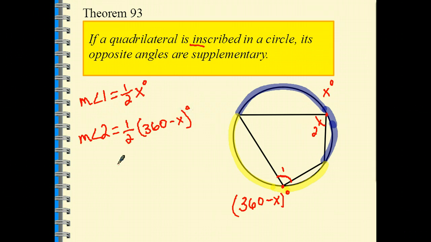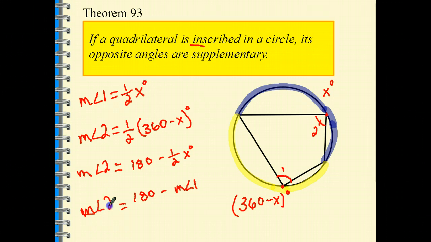And if we distribute the 1/2, we see that the measure of angle 2 is simply 180 minus 1/2 x, or we can exchange that and say that it's 180 minus the measure of angle 1, which shows us that angle 1 and 2 are supplementary. So this happens for any quadrilateral that is inscribed in a circle. We know that opposite angles have to be supplementary. So angle 1 and 2 have to add up to 180, and then angle 3 and angle 4 here also are supplementary.